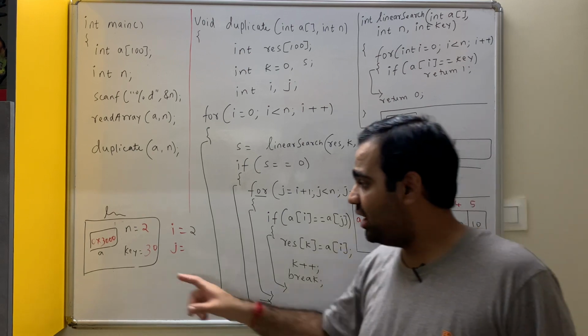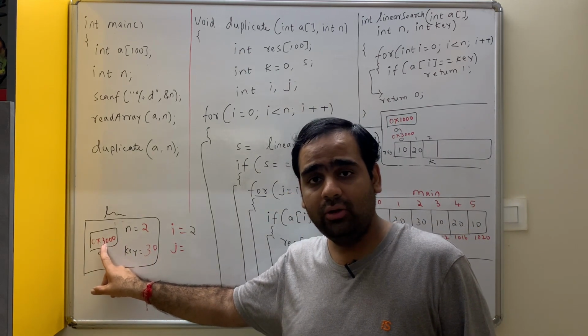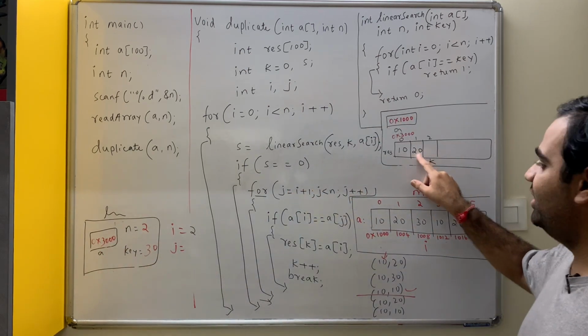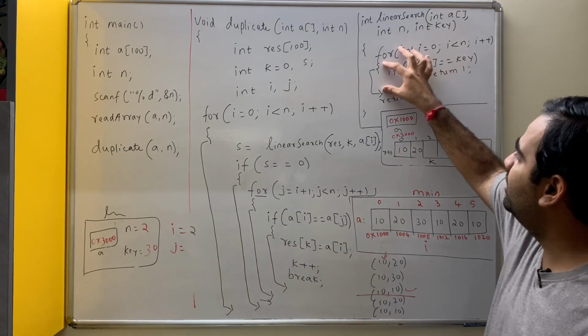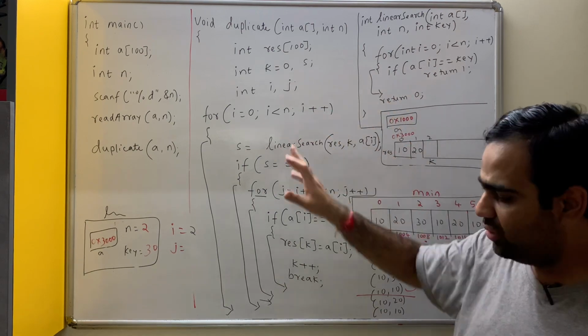Now what is A of 1? It is star of 3000 plus 1 into 4, star 3004, which is 20. Is 20 equal to 30? No. I plus plus, I becomes 2. 2 less than 2 is false. You come out. Again you return 0.